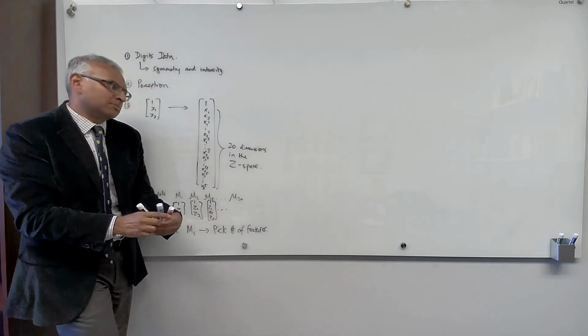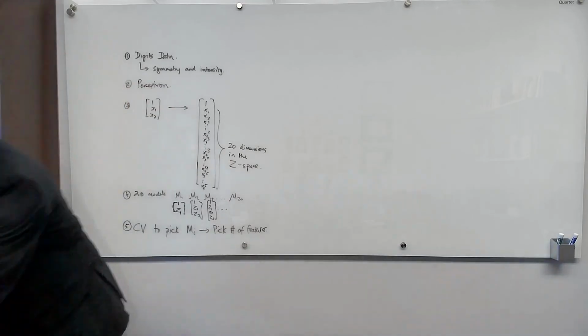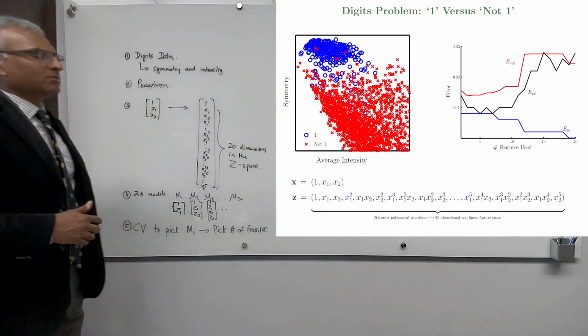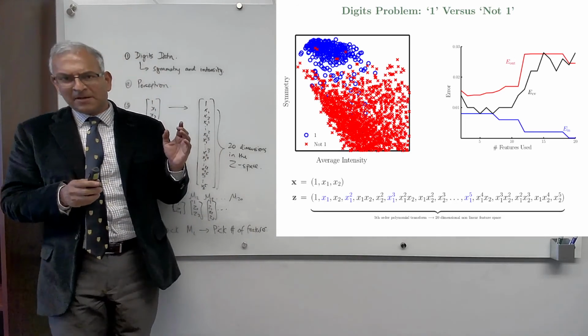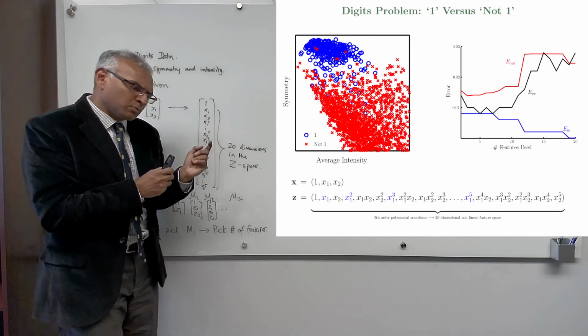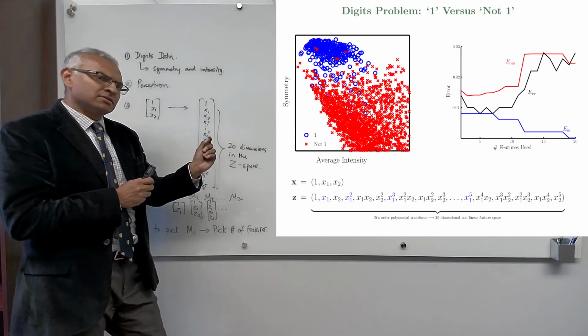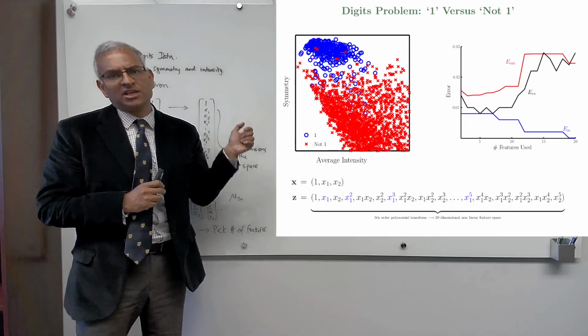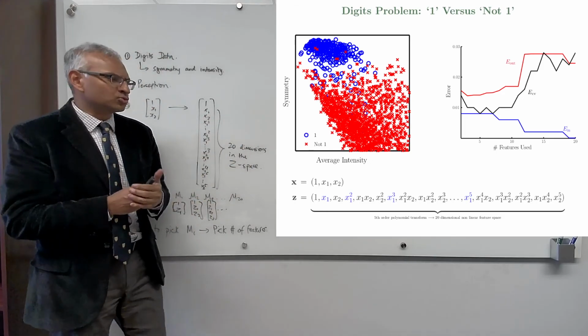Okay, so let me turn on the slides and just show you the results. Wow, look at the digits data. What we're showing here is a version of the digits problem where we're asked to classify between 1 and not 1. So it's reduced the 10-class problem to a 2-class problem, and we know how to handle 2-class problems.